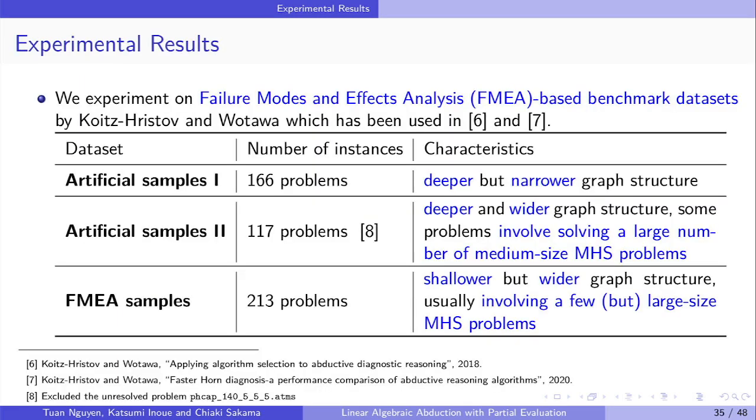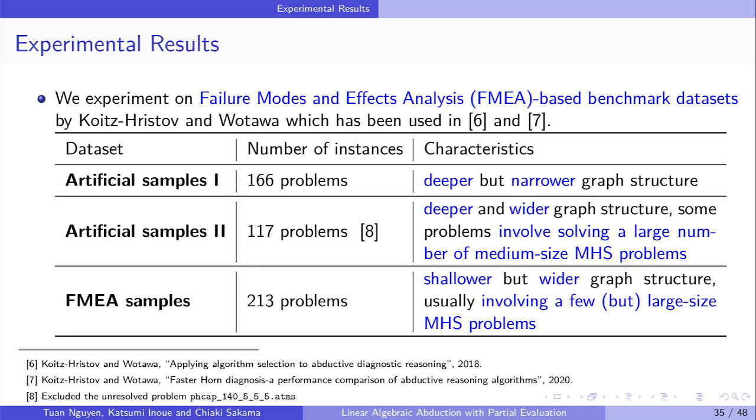We do experiments on the FMEA-based benchmark dataset by Koy-Histov and Kotawa, which has been used in their paper. It includes 3 benchmark datasets. The first one has a deeper but narrower graph structure. The second one has a deeper but wider graph structure, involving a large number of medium-sized reckoning problems. And the third one has a shallower but wider graph structure, involving a few but very large-sized reckoning problems.